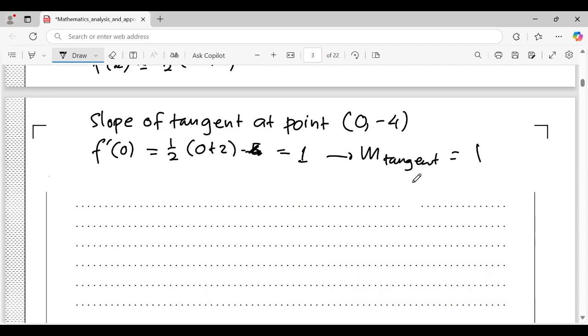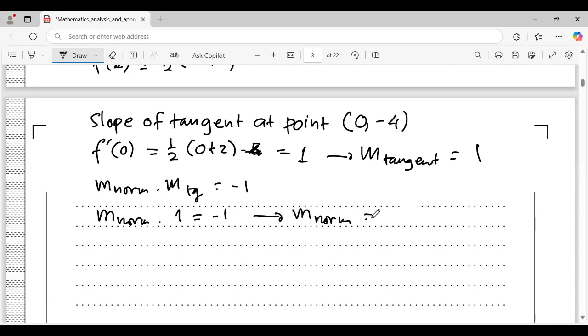Next, the slope of the normal line is the negative reciprocal of the slope of the tangent line, because m tangent times m normal equals minus 1. So if m tangent equals 1, it means m normal equals minus 1, because minus 1 divided by 1. This is the slope of the normal line.